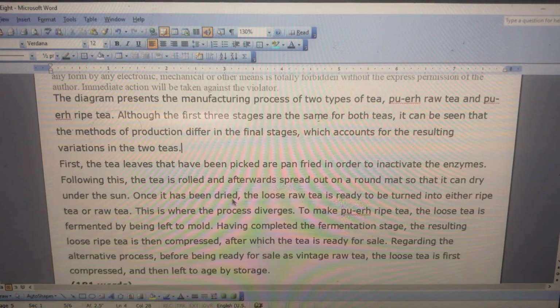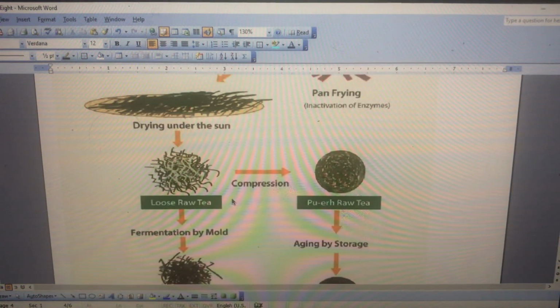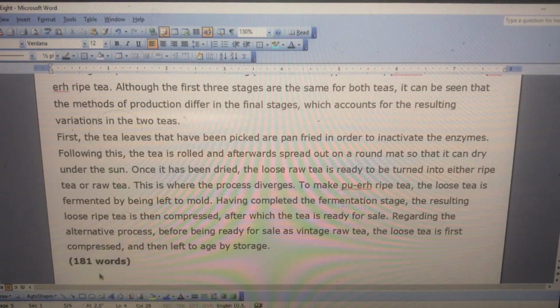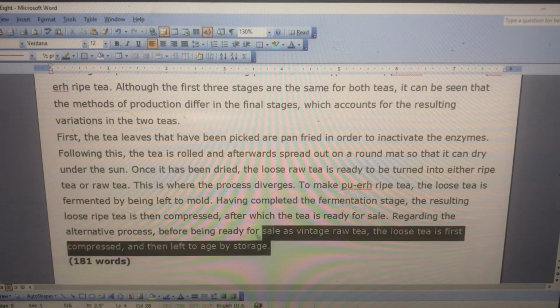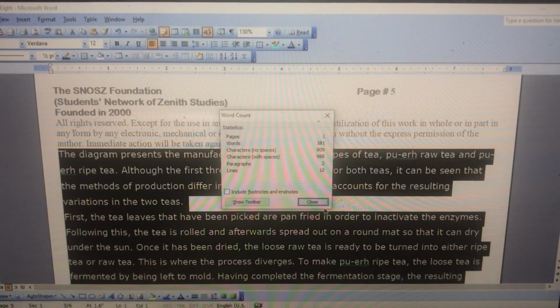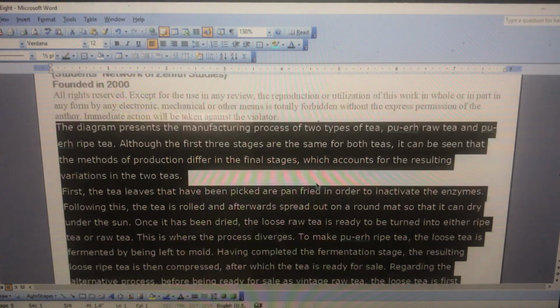First of all, guys, this is the diagram, fine. And for this diagram, I have composed a report. The full report is 181 words. Let me count the words again. How many words are there? Wait, please hold on. Yes, there are 181 words, right?